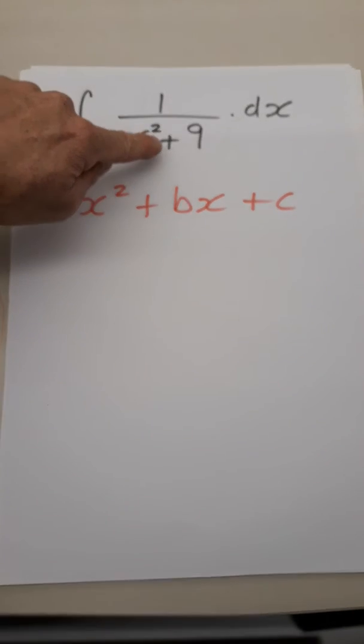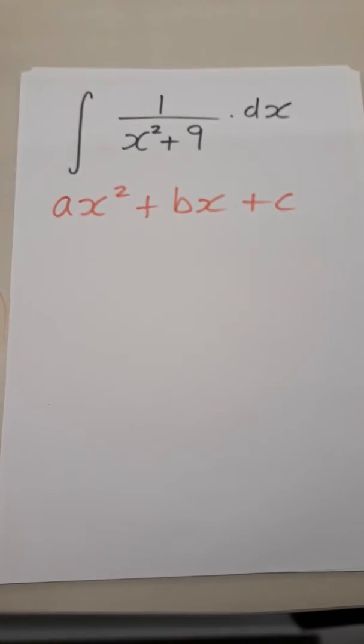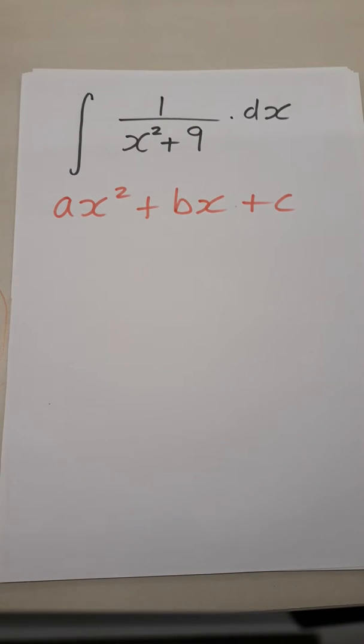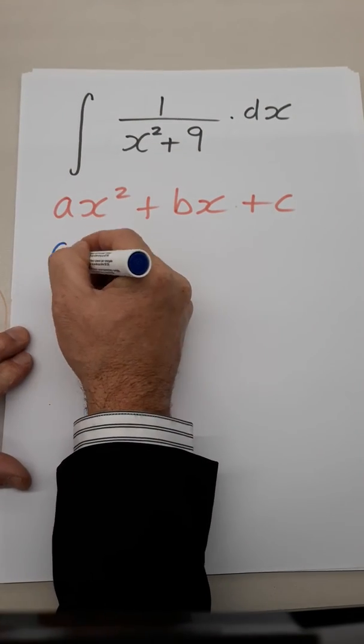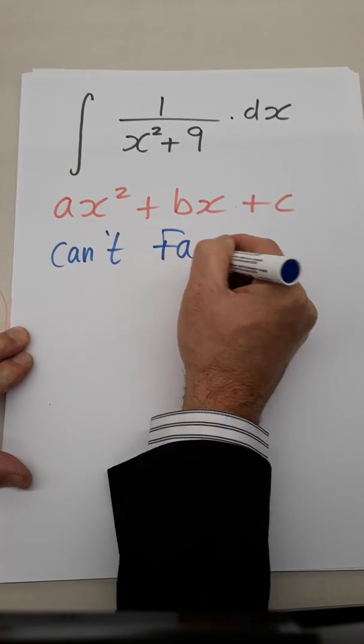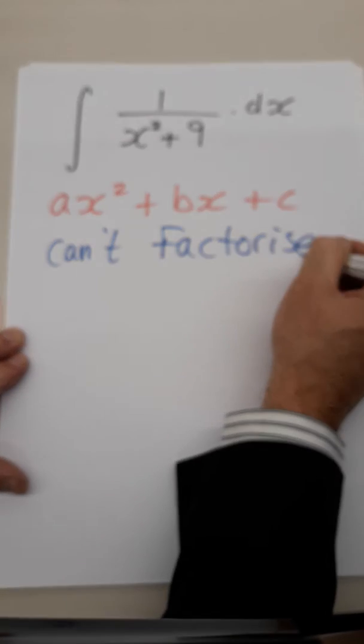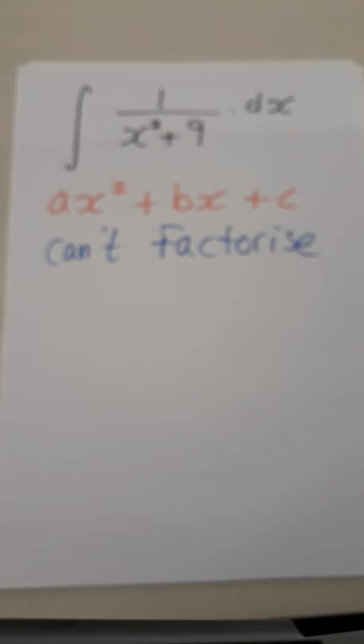The other way you could think about it is just you can't factorise that denominator. If I'd had a minus 9 there, you'd be able to factorise it and I'd be putting this under a different category. So either in this case, notice that there's no b term, or in this case, notice you can't factorise the denominator. So what are you going to do?